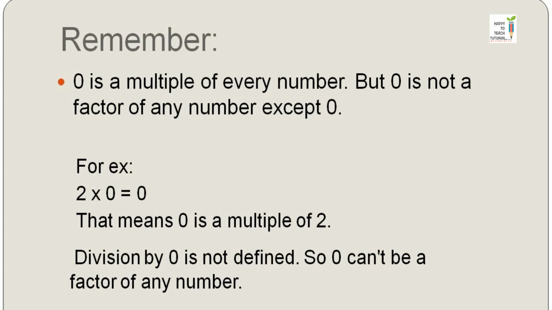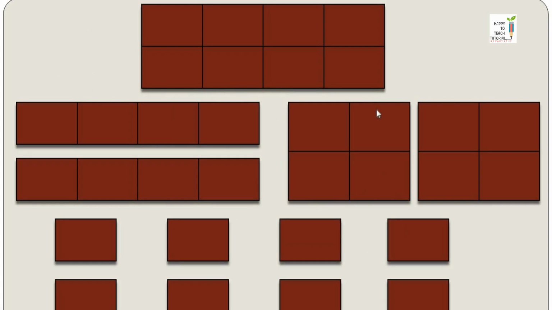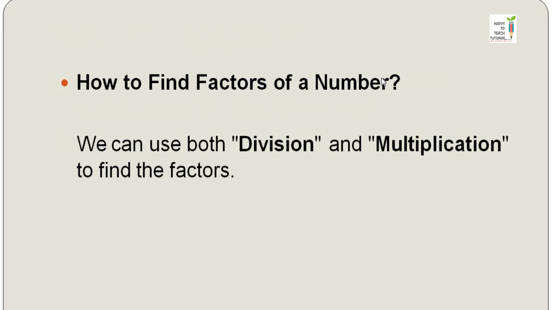Okay. Let's see the concept of factor. A factor is nothing but a number that divides the given number evenly or exactly, leaving no remainder. Let's see the definition. A factor is a number that divides the given number exactly without a remainder. Leaving no remainder, evenly and exactly dividing the given number, it's called a factor. A number that divides evenly into another number. Okay. Next, how to find factors of a number?